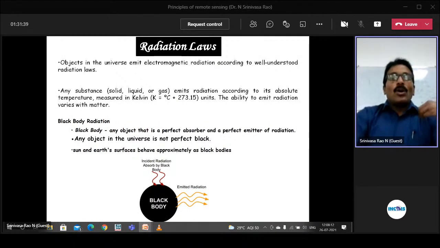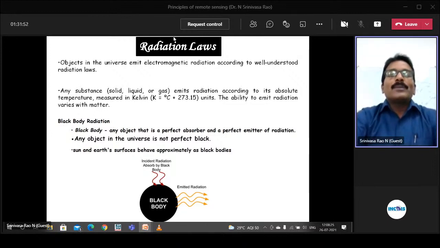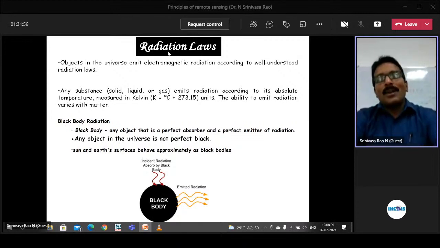After that, how much energy is releasing, at what wavelength it is coming, at what frequency it is coming, all this explains some radiation laws. Radiation laws mean again it's light. We are going to deal with light with some laws.